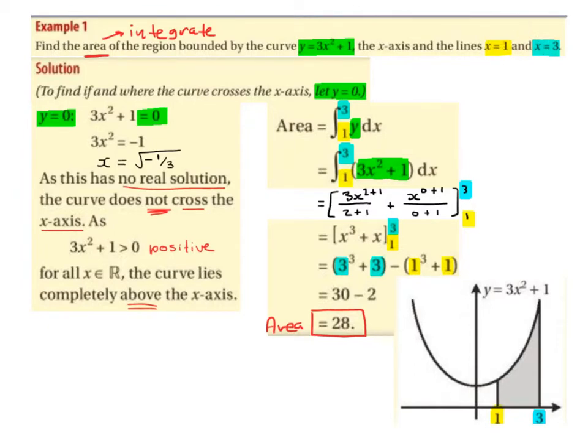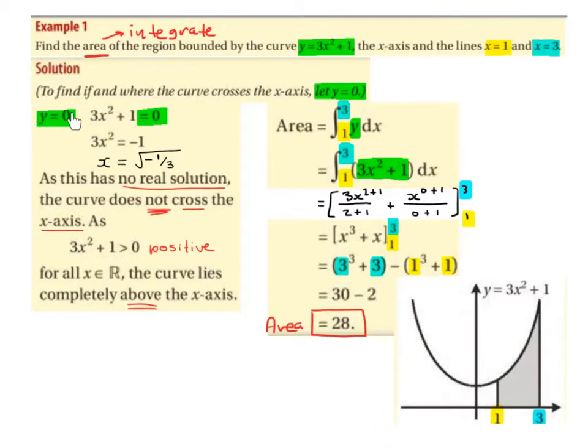So there was no mention here of integration, but there was a mention of area. So you want to think integrate when area is mentioned. To find if and where the curve crosses the x-axis, we must let y equal 0. If we were interested where the curve crossed the y-axis, we would let x equal 0.